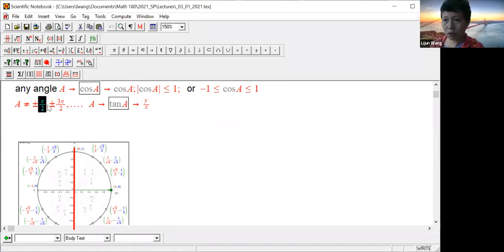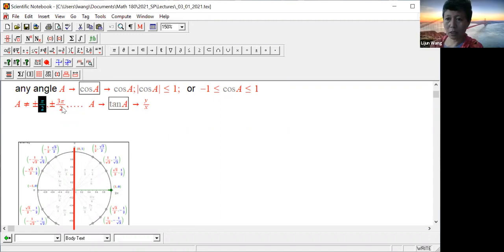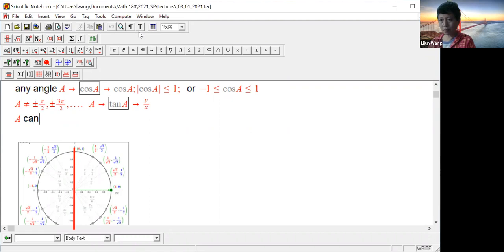This is pi over 2, right? This is 3 times pi over 2, isn't it? This is 3 times pi over 2, and the next one will be 5 times pi over 2, right? You see a pattern.